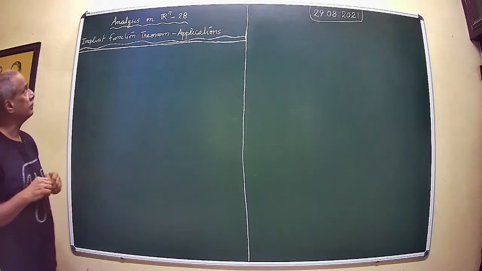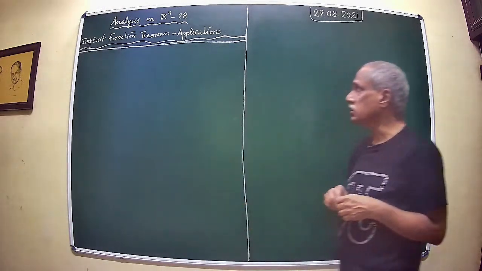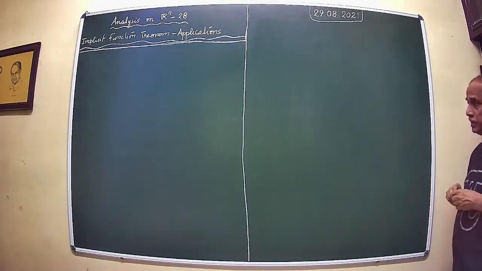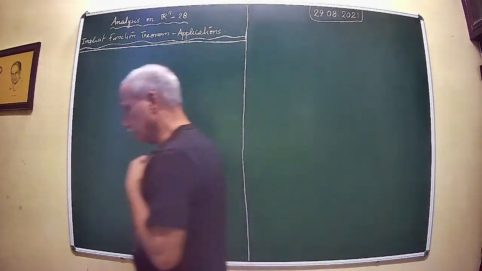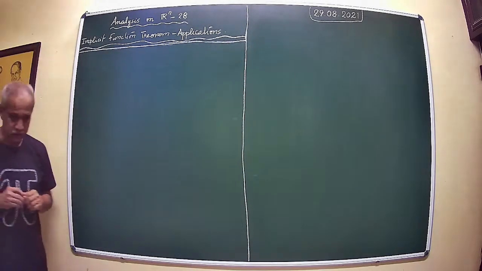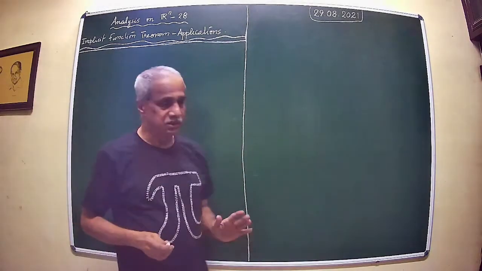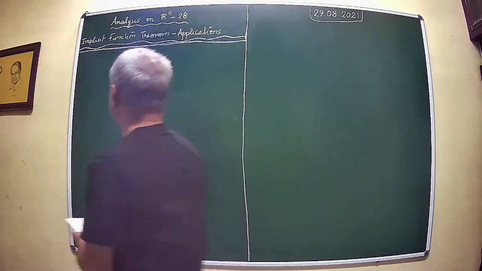We continue with our discussions on the implicit function theorem. In this talk, we look at some applications. We already completed the proof of the theorem and discussed it in detail. It's appropriate that we look at some examples to get a feeling for how it is applied. So, we look at the example.